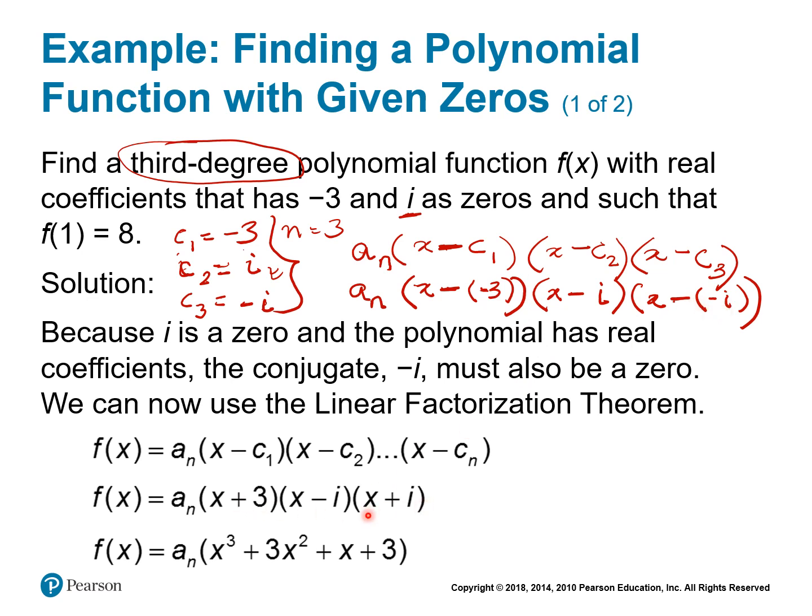So now when you multiply this out, we can FOIL this part by part. So let me do that on the side. It'll be easier for you to understand how they came up with x cubed plus 3x squared plus x plus 3. Let me do that here.